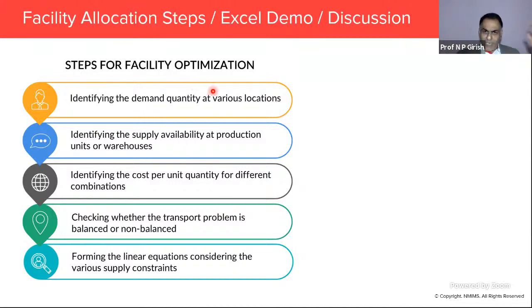So what do you need? You need demand. 3 basic questions. What are the 3 basic questions, 3 components of the network? See all of them here, right? Demand center, quantity demanded, supply center, supply availability, okay? Cost per unit, just like network optimization.